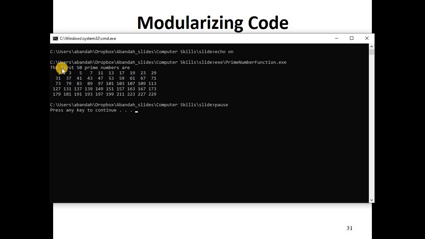First, it says the first 50 prime numbers are, and gives 50 prime numbers, 2, 3, 5, 7, 11, 13, organized in 5 rows. Each row has 10 prime numbers. Notice that this table is well organized. Each number is in a cell of 4 characters.